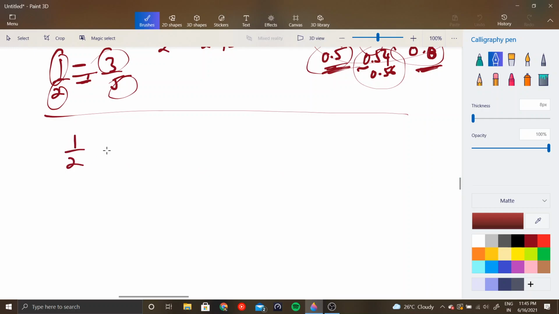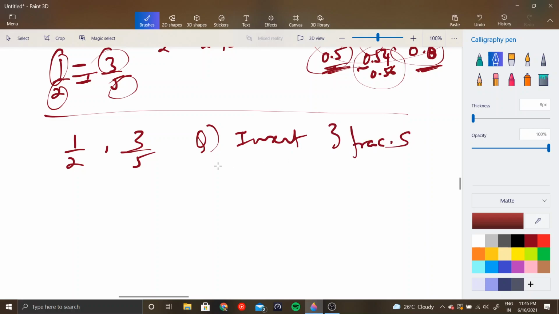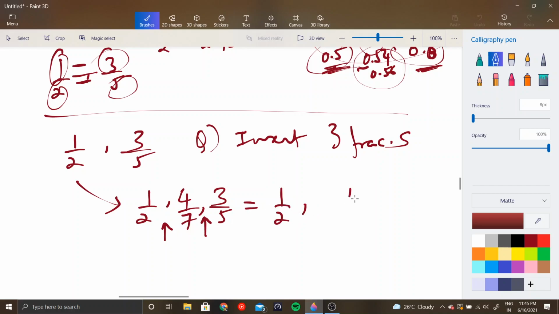Now this question can get tricky, so they don't always ask you to insert just a single fraction. Suppose you have the same question, 1 by 2 and 3 by 5, and now they ask you to insert 3 fractions in between them. So how do you approach this? The approach is similar. Firstly, you insert one fraction, that's this. Now you have 3 fractions and you need to do the same process. Insert one fraction here, one fraction here. So you have 1 by 2 and 4 by 7 here, add them up, and also you have 3 by 5 here, add them up.